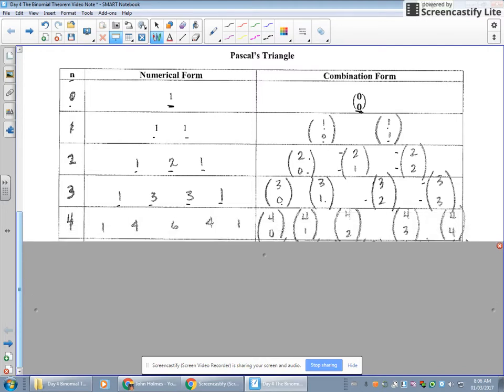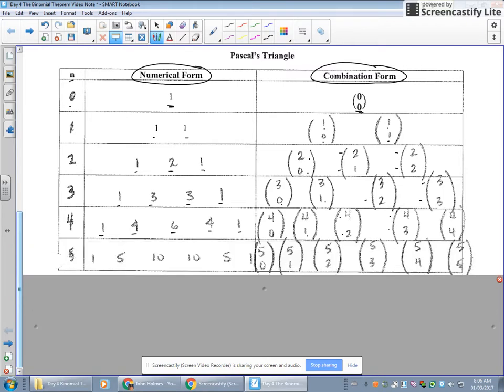And in the fourth row, the numbers are 1, 4, 6, 4, and 1. In combination form, 4 choose 0, 4 choose 1, 4 choose 2, 4 choose 3, 4 choose 4. So we're just drawing this. We want to really recognize that the numbers we've looked at in Pascal's triangle are exactly equivalent to writing this out in combination form, using combination notation.